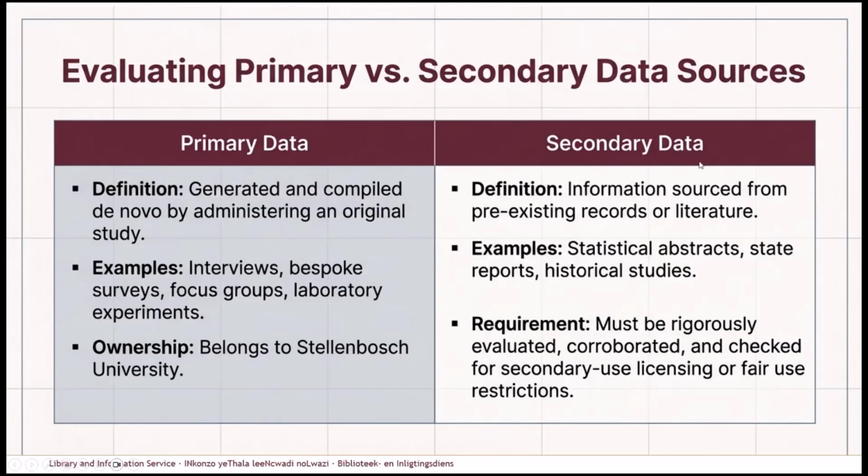If we talk about the primary and secondary data, primary data can be considered that data which is generated and compiled de novo by administering an original study. So completely new generated data. There's no other data that gets used. Examples of this would be interviews, surveys, focus groups, laboratory experiments, to name but a few.